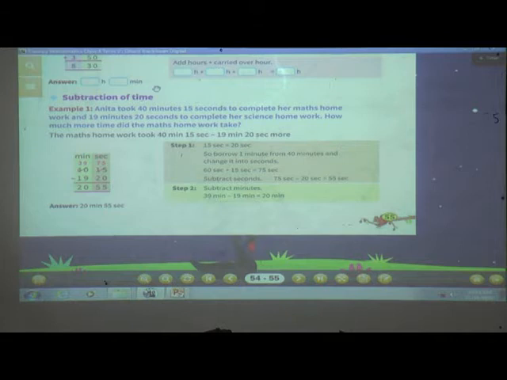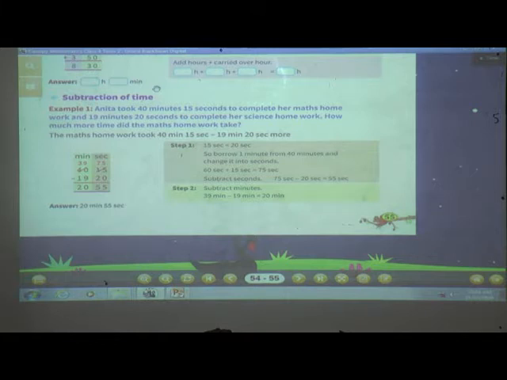Subtraction of time. Example number 1. Anita took 40 minutes 15 seconds to complete her maths homework and 19 minutes 20 seconds to complete her science homework. How much more time did the maths homework take?